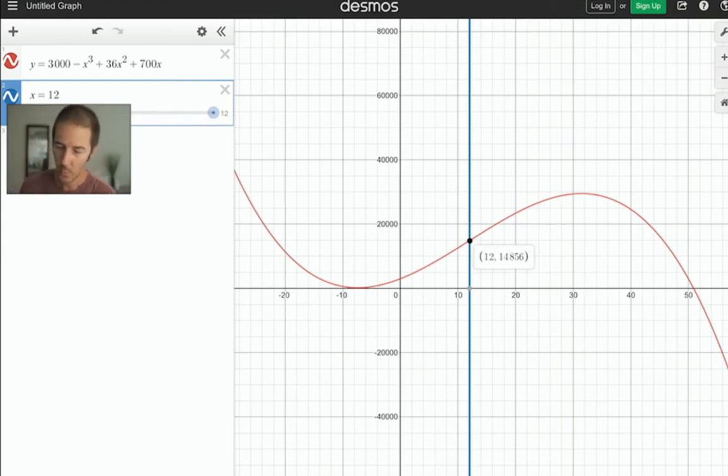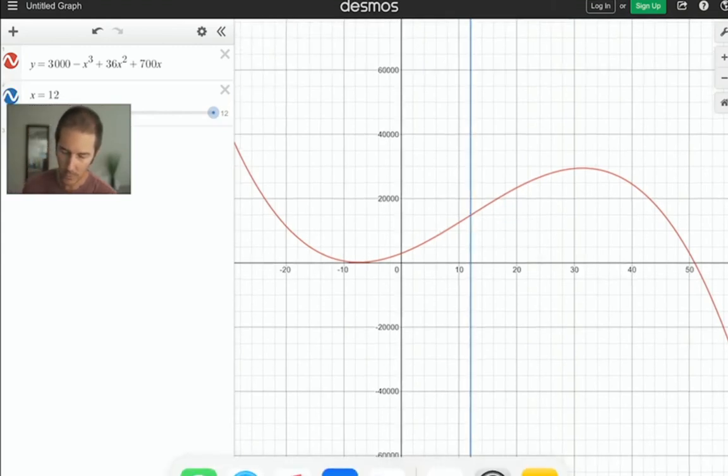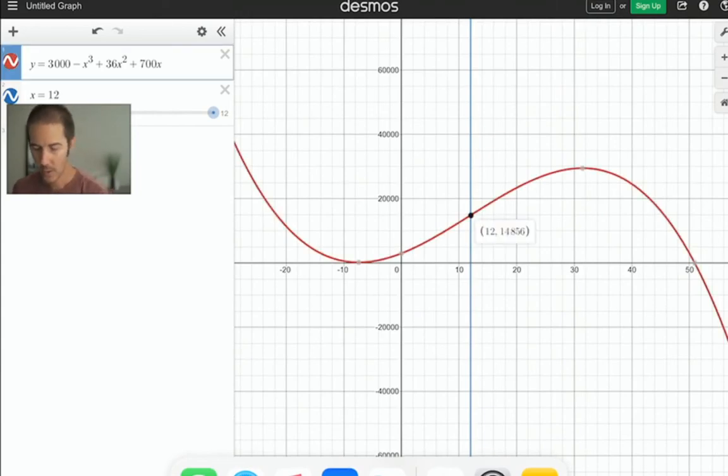What I'm seeing there is an x coordinate of 12 and a y coordinate of 14,856. And what that means is that when you plugged 12 into your revenue equation, you should have gotten out a revenue value of 14,856. If you didn't, you might have made a mistake with your arithmetic or just typing it into the calculator. So double check that.